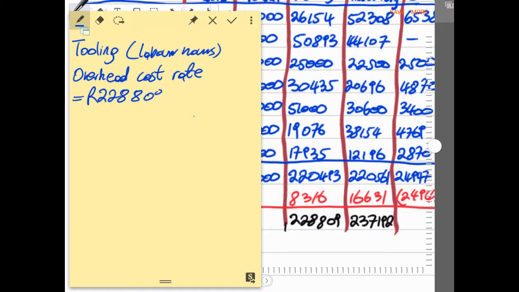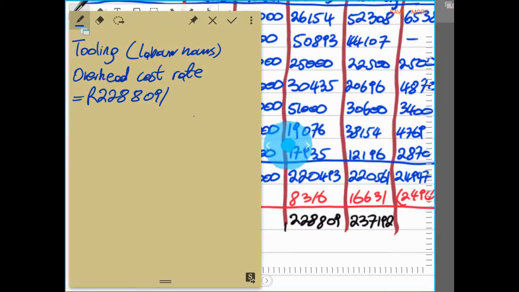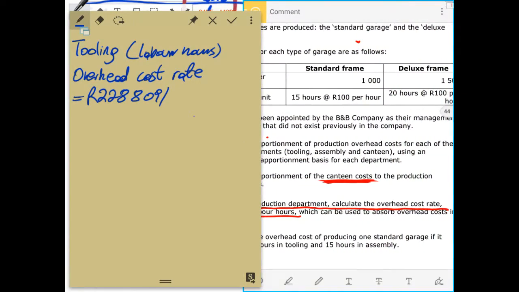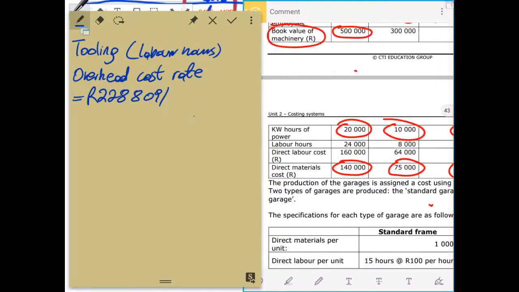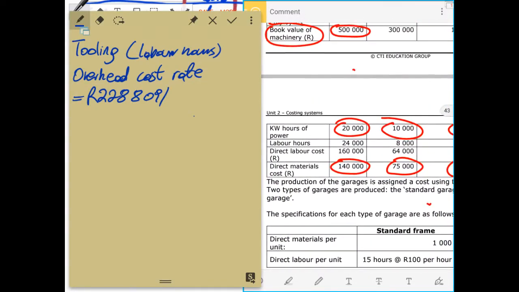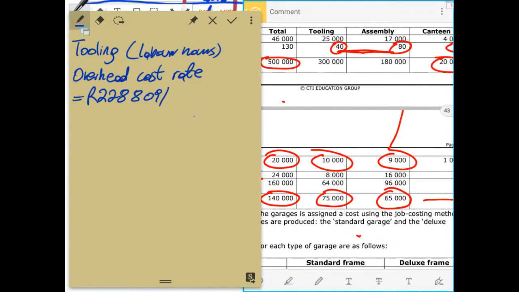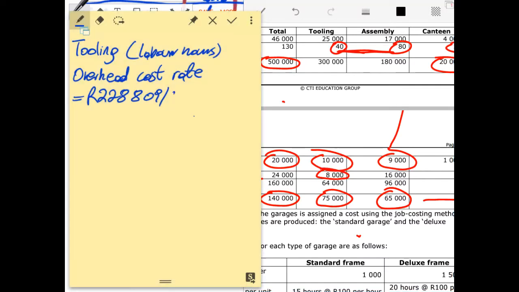228,809. Divide by the total labor hours for this department only, because we are calculating for the department. They said if it is based on labor hours, here we have our labor hours, and labor hours for the tooling department is 8,000. So we need the rate. Then we divide by 8,000 hours. That will give us the rate.